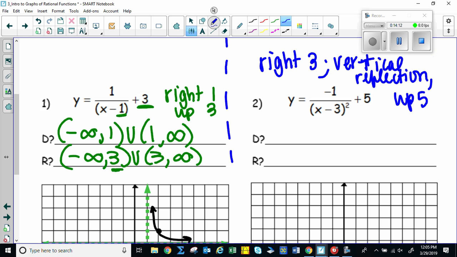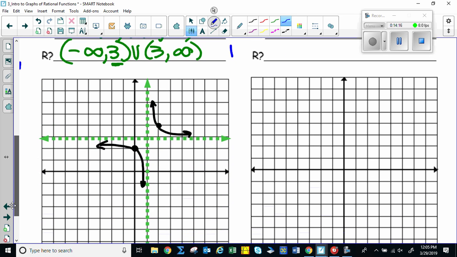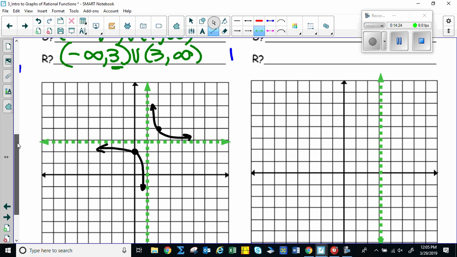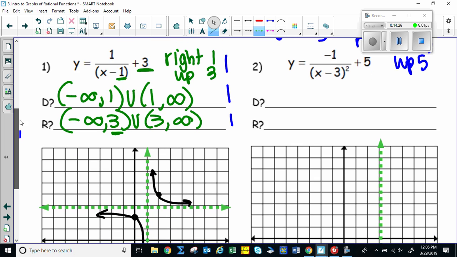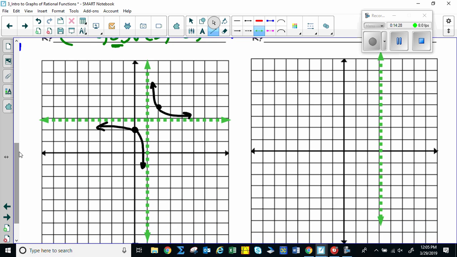So my original vertical asymptote was x equals 0. X equals 0 needs to go to the right 3. So here's my new vertical asymptote at x equals 3. My horizontal asymptote was y equals 0. That's going to go up 5. 1, 2, 3, 4, 5.